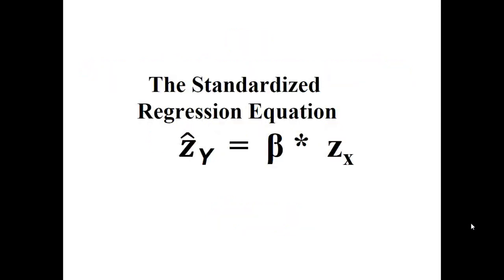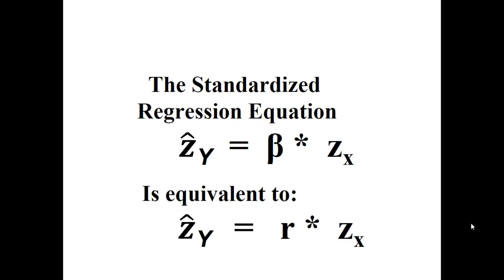So here's the standardized regression equation. The predicted z of y is equal to beta times the z of x. And this equation is equivalent to it. The predicted z of y is equal to r times the z of x.